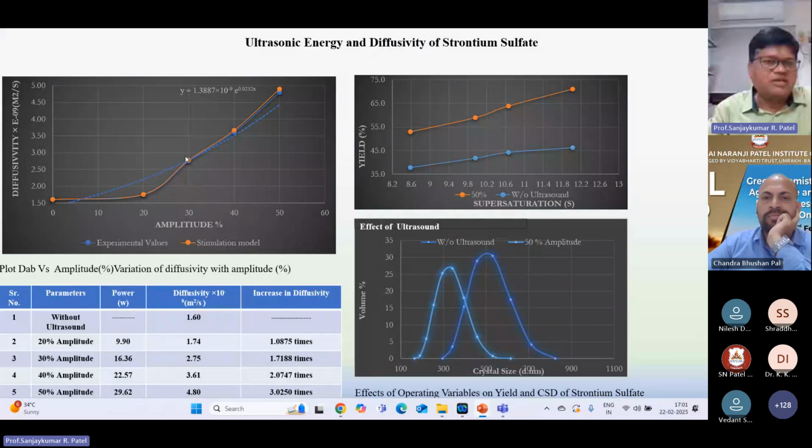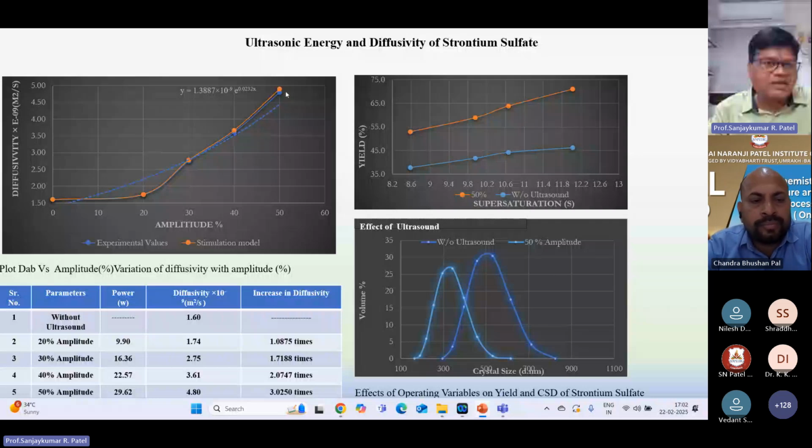Okay, or we can say the break-even point of the diffusivity is at the 30 amplitude, and thereafter if you provide more energy, the diffusivity becomes faster comparatively to the experimental value. Okay, or you can say a little deviation that you will observe over here. Okay, so diffusivity, you can see its effect on the yield also.